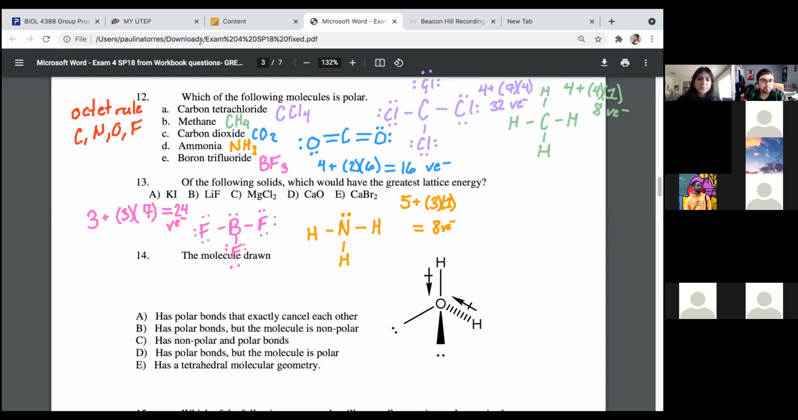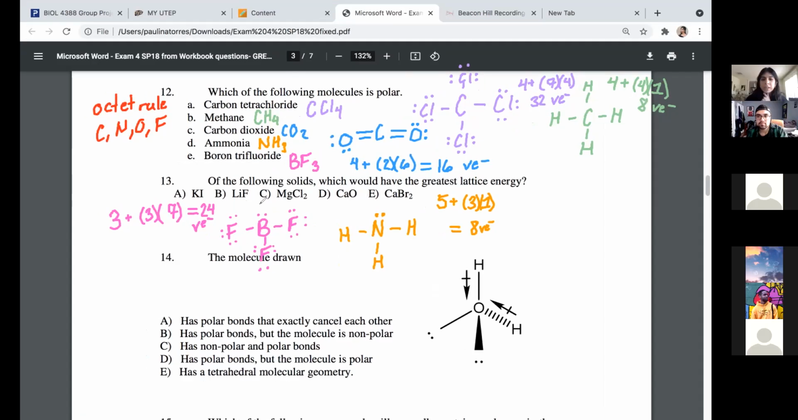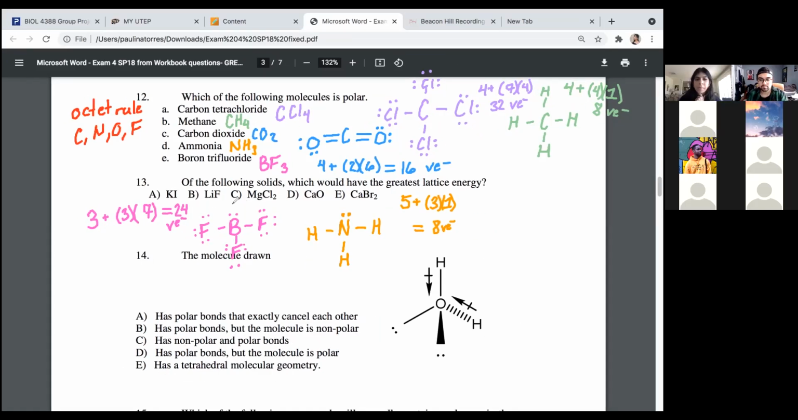So boron, let's think about this. We know fluorine has to follow the octet rule, right? But does boron have to follow the octet rule? No. So we can erase this lone pair up here, and we should be good. So 2, 4, 6, 8, 10, 12, 14, 16, 18, 20, 22, 24. Cool. So that is the structure for boron trifluoride.